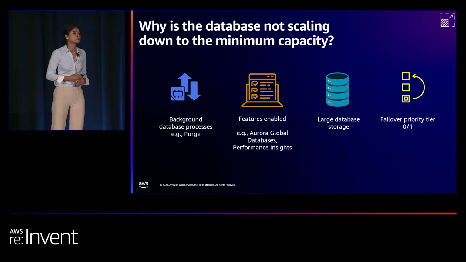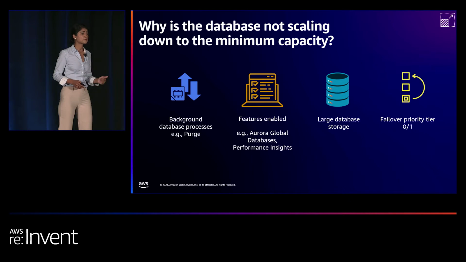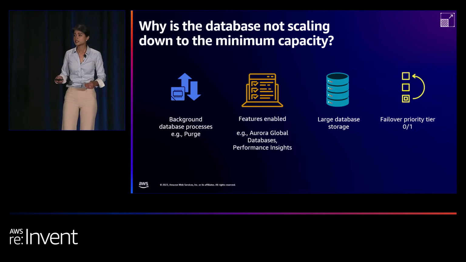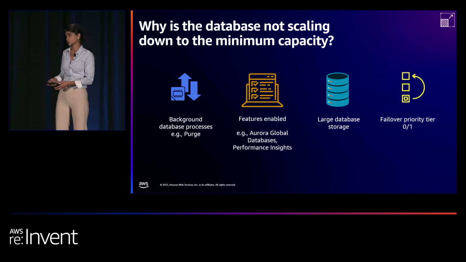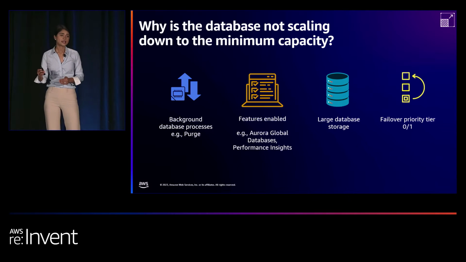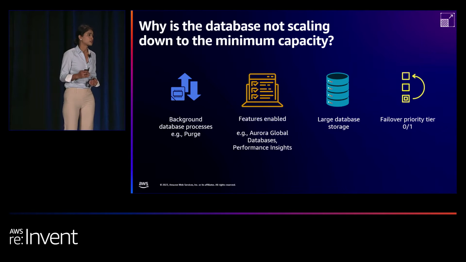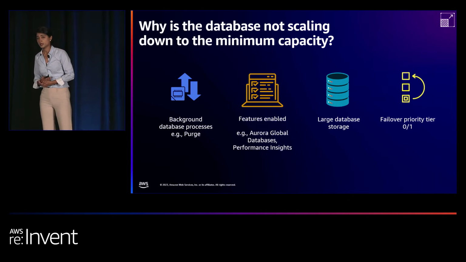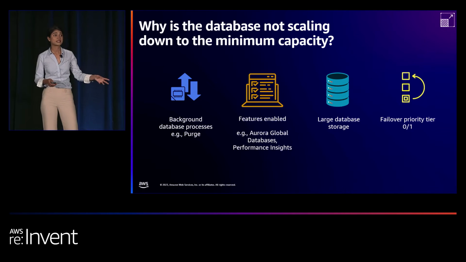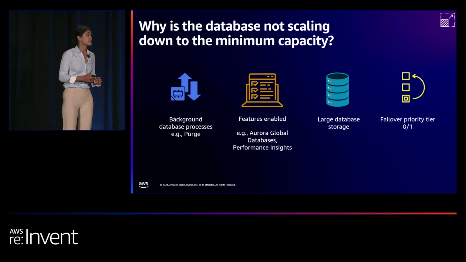The second factor could be some of the features. For example, again, if your minimum is 0.5 ACU, and you're using any features such as global database, which requires more resources, the database will stay at the level where it can operate that feature healthily. Performance Insights is another example of a feature where it may require more resources that a 0.5 ACU database cannot sustain. Another factor is, what if you have a large storage size attached to your database? In those scenarios, the database is also going to stay at the level where it can sustain that workload.